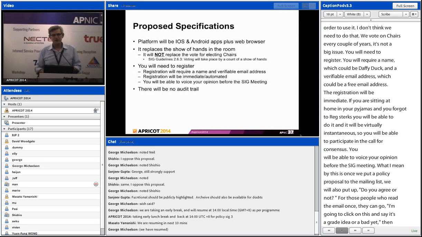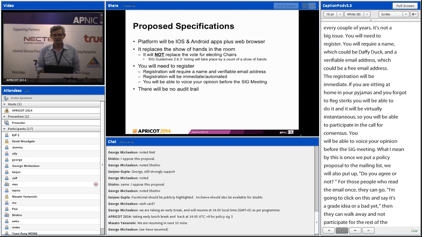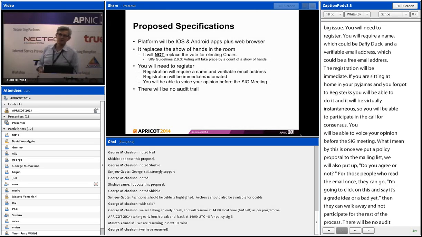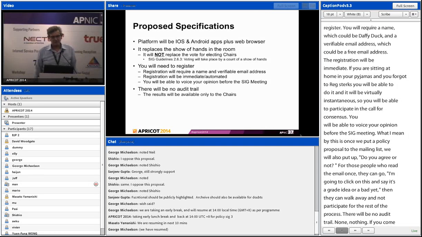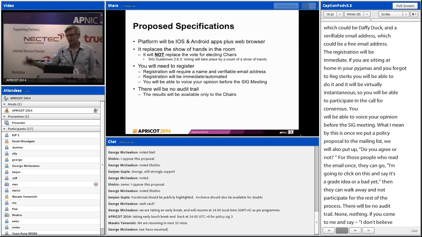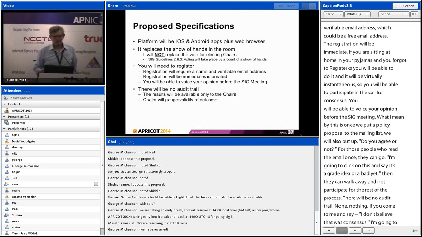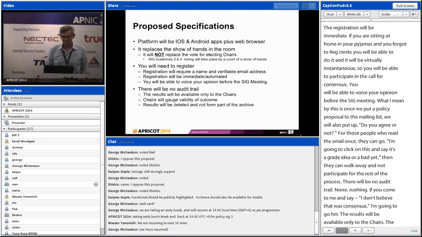There will be no audit trail. None. Nothing. If you come to me and say, I don't believe that that was consensus, I'm going to go, the results will be available only to the chairs. The chairs will decide whether it's a valid outcome. And then I'm going to delete it.